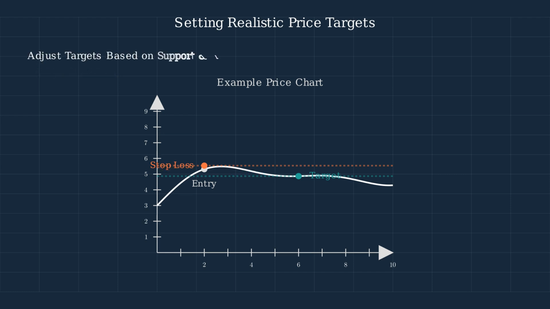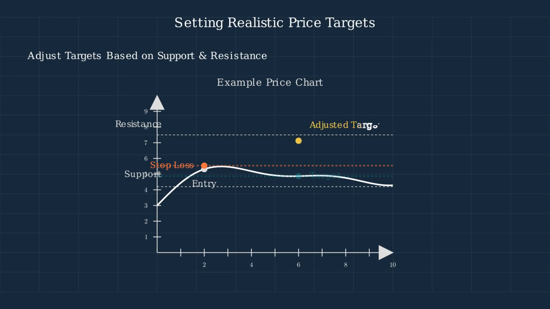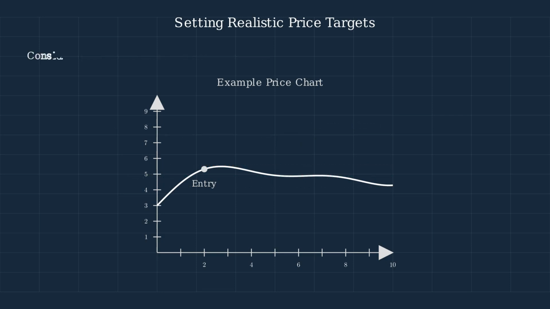Always adjust your targets based on support and resistance levels. These key price areas can act as barriers. Notice how our original target would push through resistance. A more realistic approach is to set targets just below major resistance levels, as prices often struggle to break through these barriers. Market volatility should directly influence your target setting.